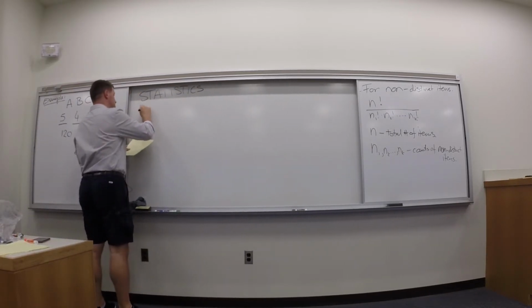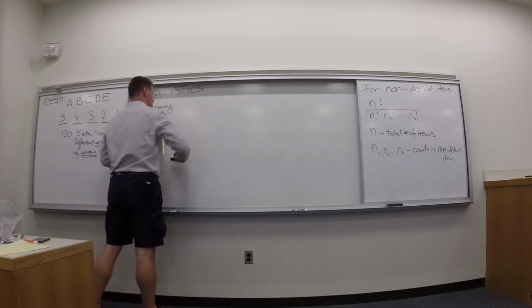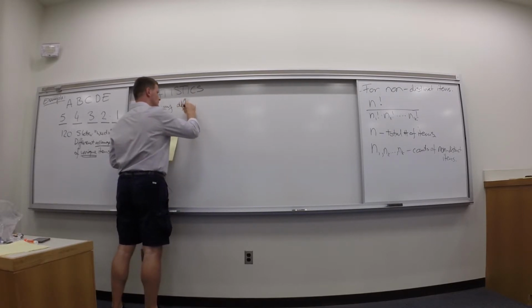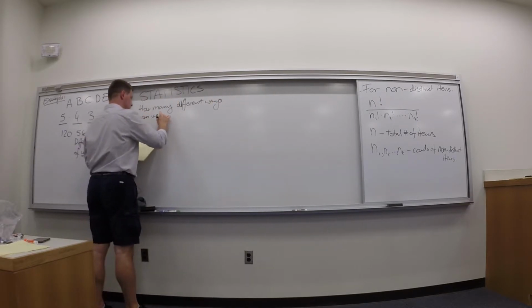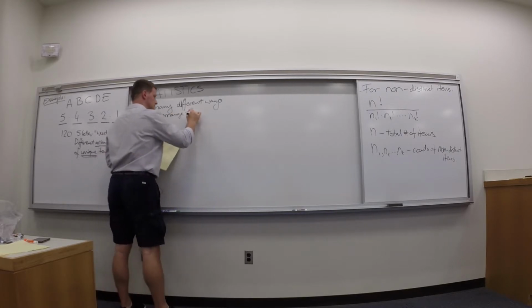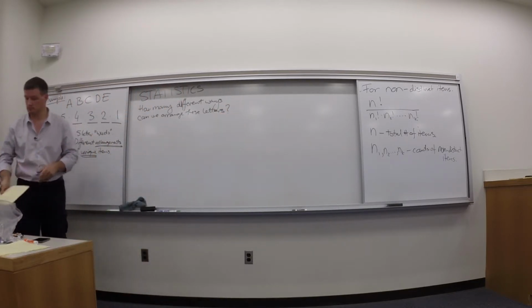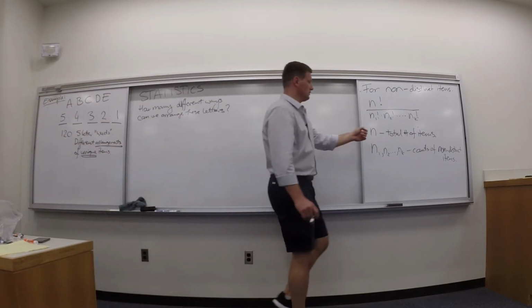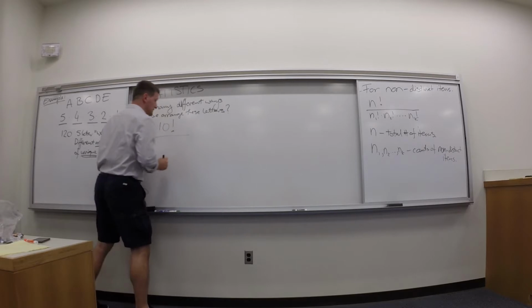How many different ways can we arrange these letters? Well, we start from scratch. Total count of all the letters, 10. 10 factorial. And what are we taking out?